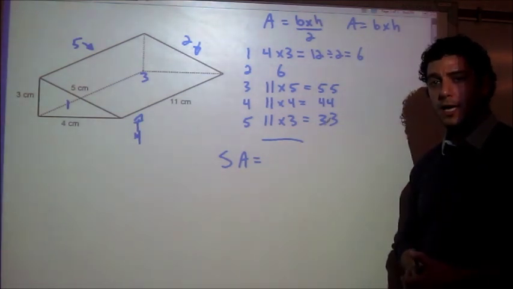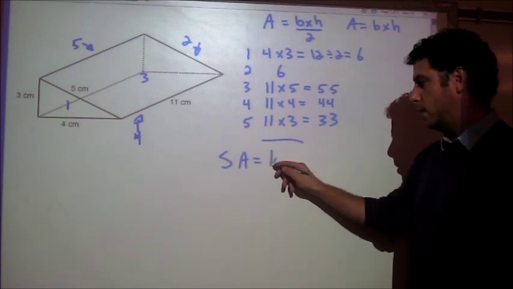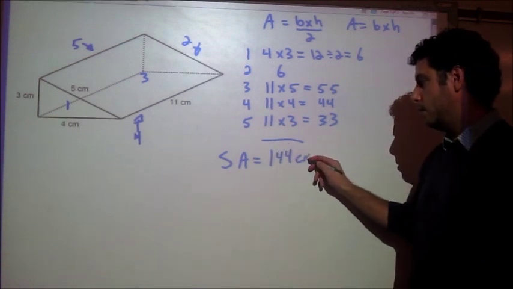Then all we have to do is add up those numbers to find our total surface area, which is 144 square centimeters.